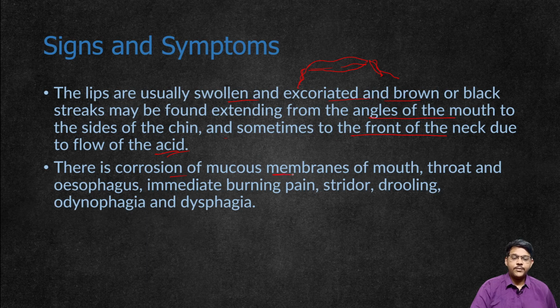There is corrosion of the mucous membrane of the mouth, throat, and esophagus. There is immediate burning pain, stridor, the person is not able to breathe properly, drooling, and odynophagia. The person is not able to talk or swallow, and is not able to eat or drink.